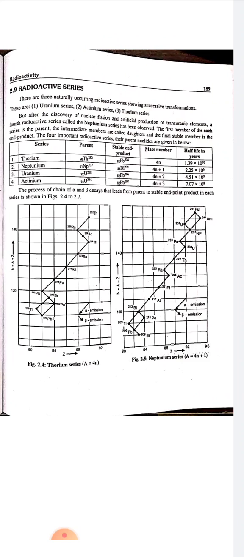Then radioactive series. There are three naturally occurring radioactive series showing the successive transformation: uranium, actinium and thorium.